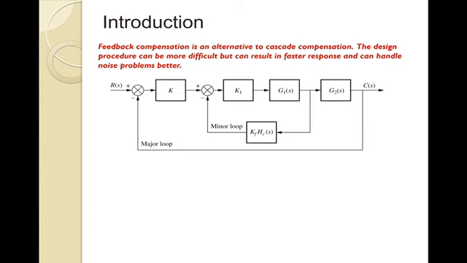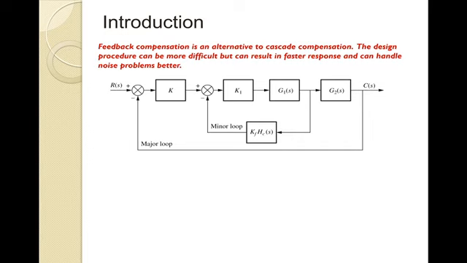So first, as an introduction, feedback compensation is an alternative to what we've been doing so far, which is called cascade compensation, putting the controller in series with the plant. The design procedure can be a little bit more difficult with feedback compensation, but the benefits are it can result in a faster response and potentially can handle some noise problems a little bit better.